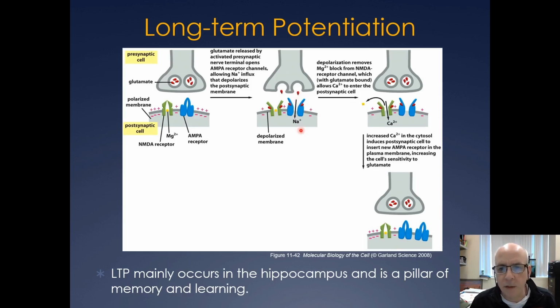The membrane becomes depolarized, and then you have this magnesium plug in NMDA, which will then flow out, and that allows calcium to flow in, and it's this calcium flowing in that then leads to more AMPA receptor being inserted into the membrane. So the next time that glutamate is released, this will open up more and it gets depolarized more, and that is actually how we remember things.